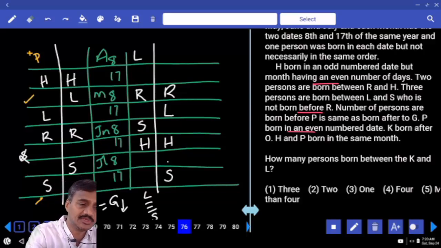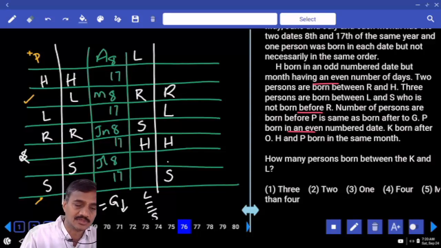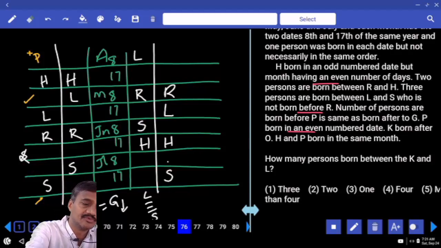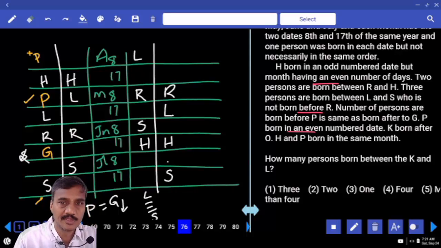Next, can P be here? If P is May 8, then where should G be? P is third from the top and G must be third from the bottom. Is there a possibility or not? P cannot be here. If P is here, G and H must be in the same place. Then what is the only possibility we have for this P? P is here. Now if P is here, P is third from the top and G is third from the bottom. Is that fine? P and G.